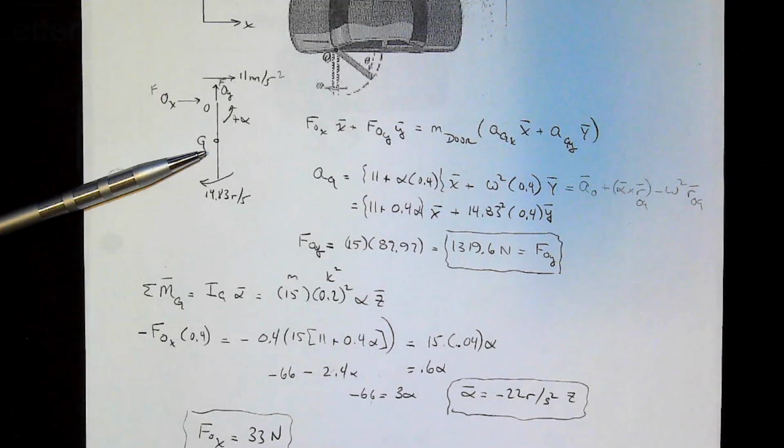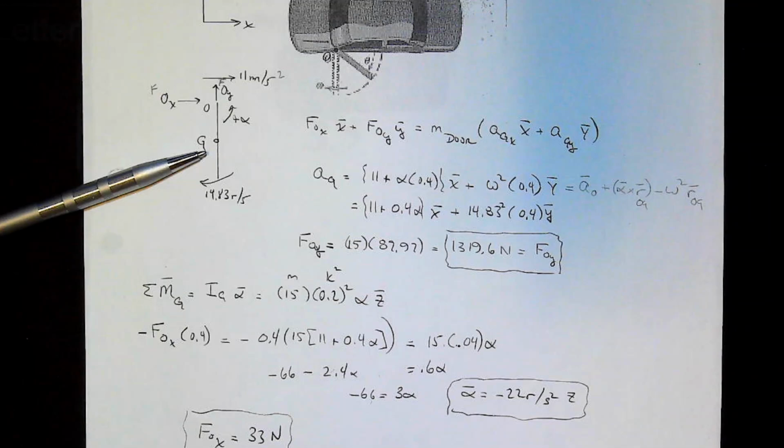So let's see what we can get here. I'm going to break down the acceleration at g. Now here we just said a_gx and a_gy, okay. But let's think about this. O is accelerating at 11 meters per second squared in the positive x direction. We know that. So a_g will be the acceleration at O plus alpha cross r minus omega squared r, our usual equation.